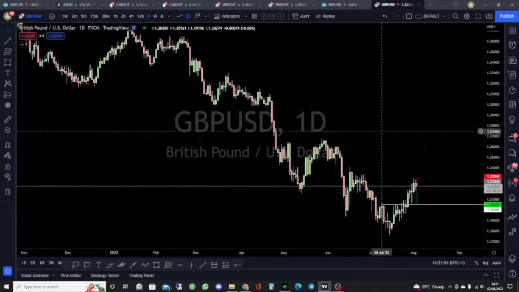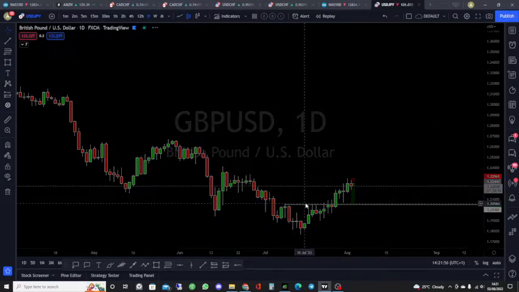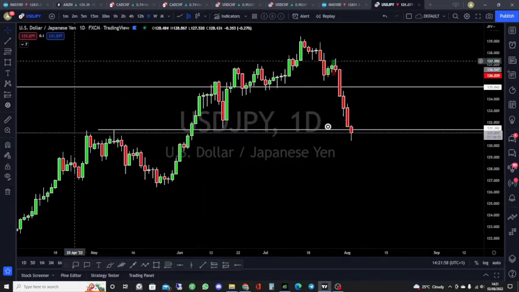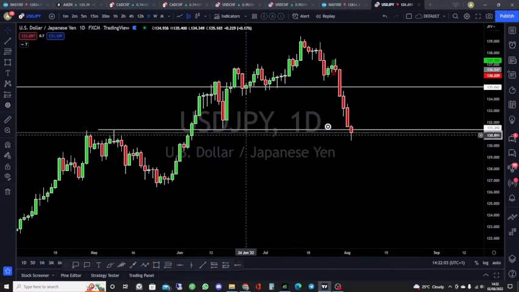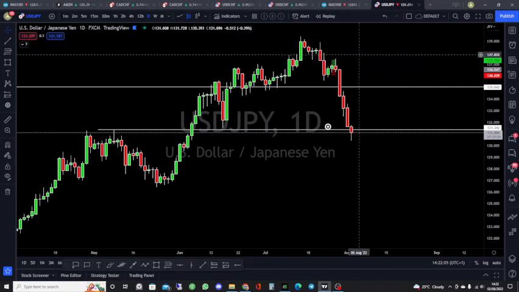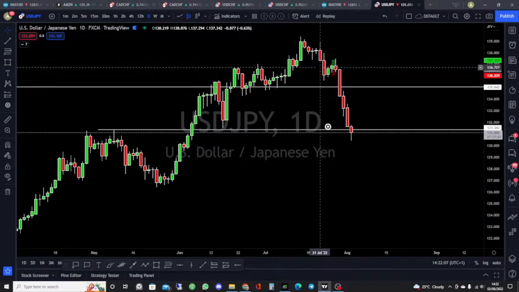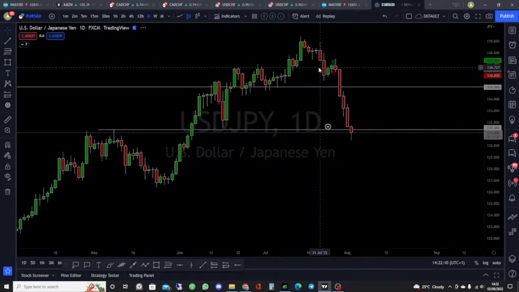Pound US as well is looking bearish. It's looking to come down here. And US dollar Japanese yen. I had this target here. I had this for days as well, and it made a nice breaker in here. I actually took a small trade. I've spoken about this one already.